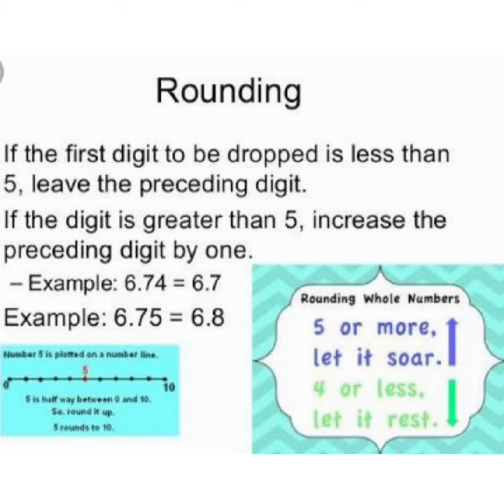Second example is 6.75. When we see the digit to be dropped, it is 5, equal to 5 or greater than 5. We have to increase the preceding digit by 1. So, the answer is 6.8. We have to add 1 to the 7. Okay. So, the answer is 6.8.